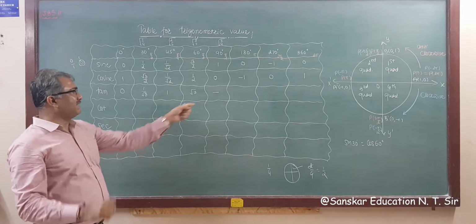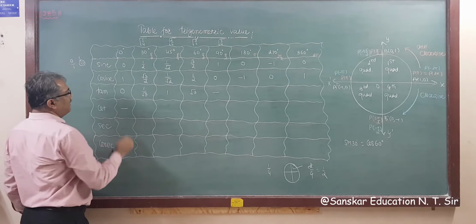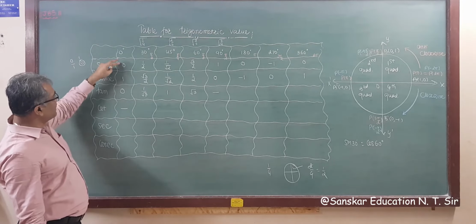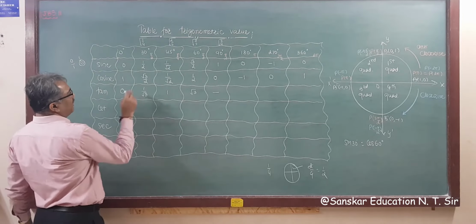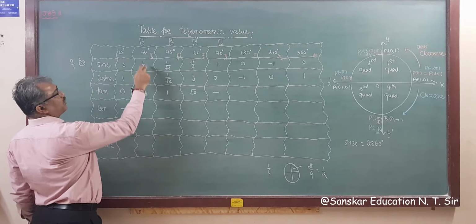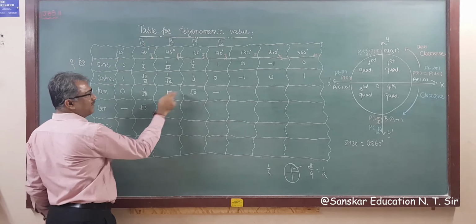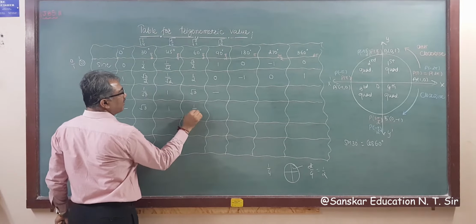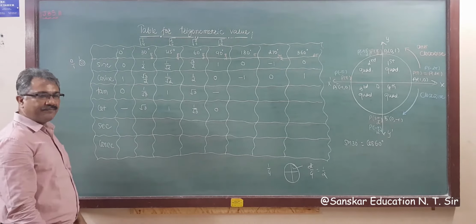Now reverse of this: tan is the value for cot, that is undefined. Otherwise you can see cos upon sine, this upon this, undefined, right? Root 3, either cos upon sine, root 3 by 2 upon 1 by 2, 2 cancel, root 3 upon 1, that is root 3, or you can write reverse of this, 1 upon root 3 and 0, right? So that is the cot.